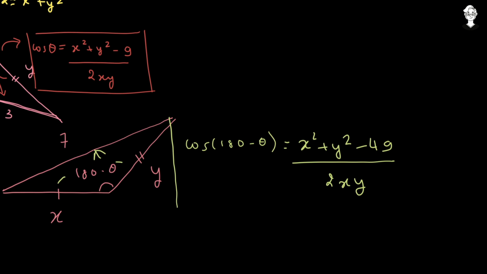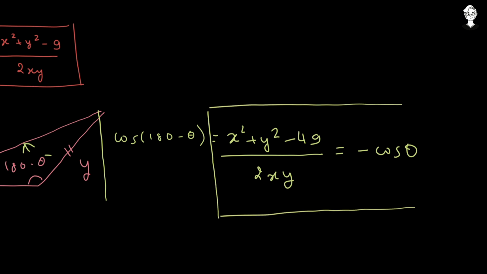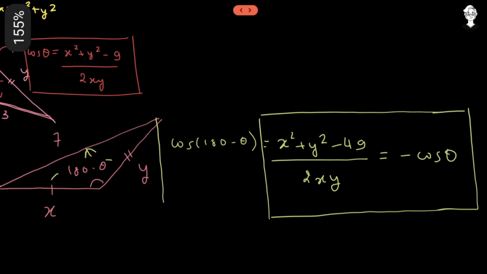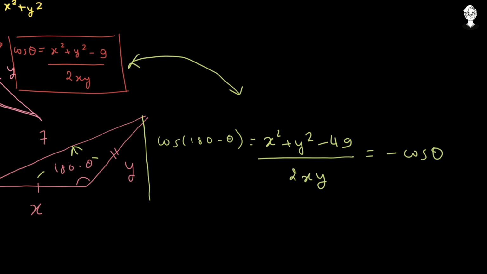Now remember the trigonometric identity that cos of 180 minus theta is ultimately negative cos of theta. So the value for negative cos theta is x square plus y square minus 49 upon 2xy, and previously we have got the value for positive cos theta. So we can easily compare these equations. What I need to do is just change the negative sign. Here we have the equation for negative cos theta, so I will simply take negative on both of the sides. So negative of this side would be equal to negative of that side, so minus and minus becomes plus.